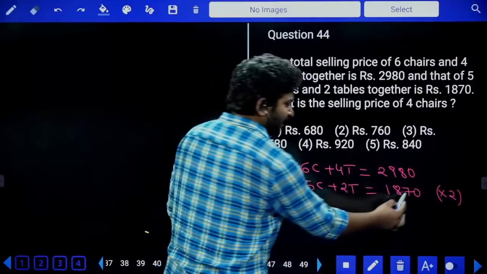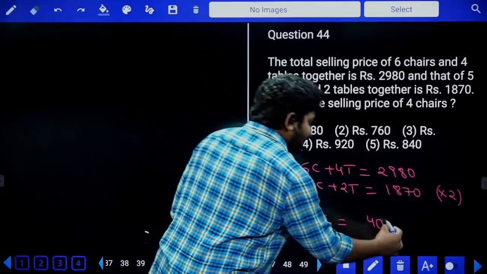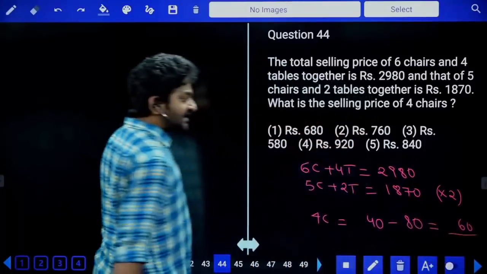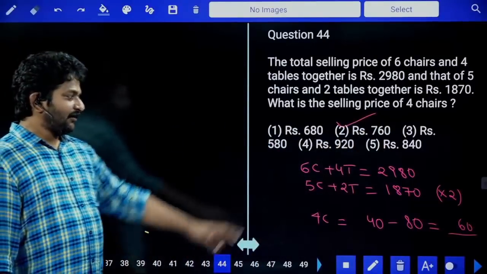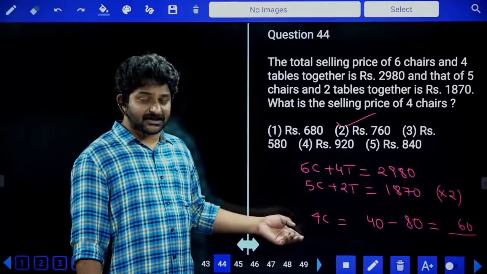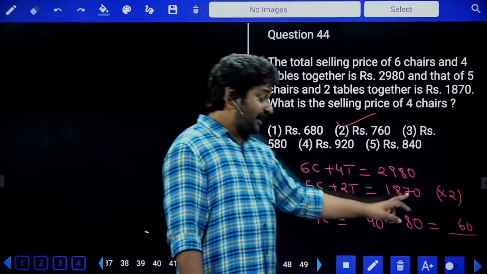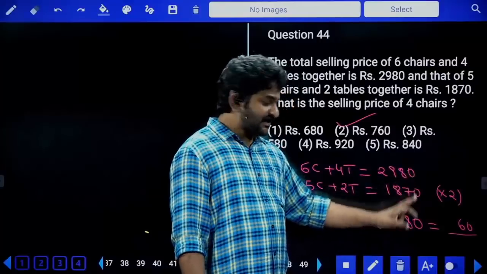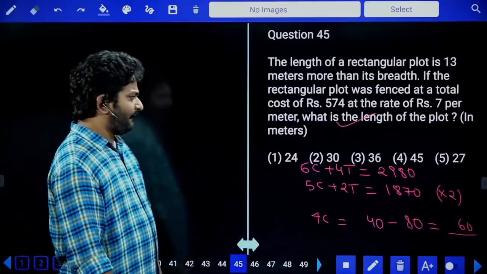Observe the last 2 digits. 72 times ends with 40, minus 80. 40 minus 80 means the answer must end with 60. How many options are ending with 60? There is only one option, the second option, the final answer. We are just taking 2 times the second equation, and from that, if you subtract the first equation, you will directly get the 4 chairs cost. I am not trying to calculate the entire exact value, so I am taking only last 2 digits verification. 72 times ends with 40, and here the last 2 digits are 80. 40 minus 80, the answer must end with 60, and there is only one final answer.